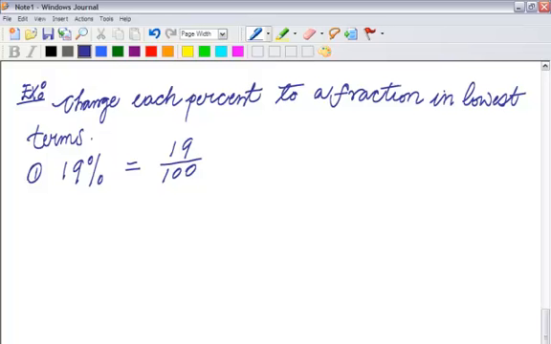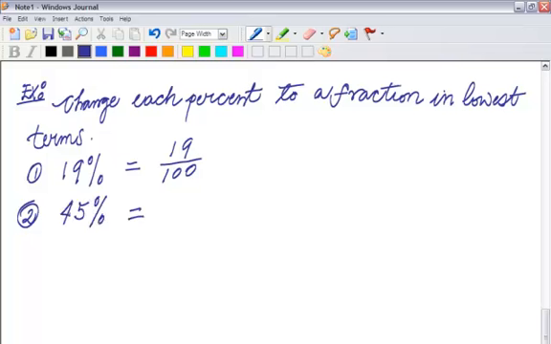Is 19 a prime number? Is 19 divisible by anything? When I say divisible, I mean you want to get a whole number. No, 19 is not divisible by 2, so this is a fraction already in lowest terms. 19 does not divide 100 either, so I cannot reduce this fraction.